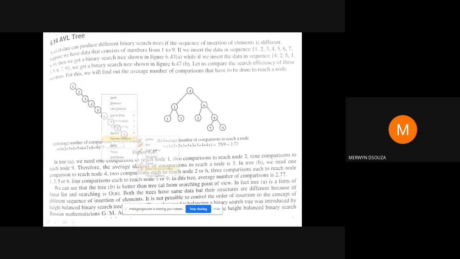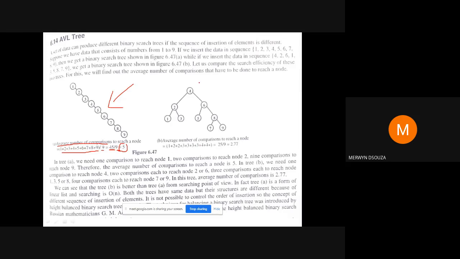If you check the total number of comparisons divided by the number of nodes, there are 9 nodes here. So the total number of comparisons is 45, divided by 9, the total number of nodes in the tree. The average number of comparisons to reach a node is 5 in this tree.